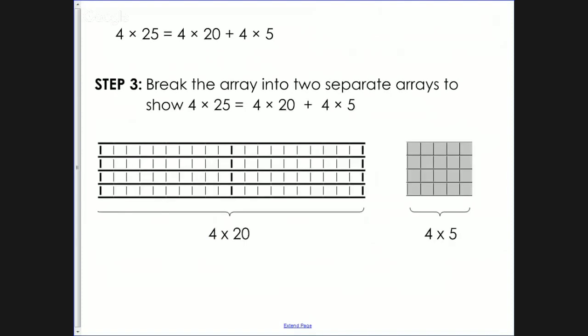But when we break it apart, step 3 is to break the array into 2 separate arrays. So now we have the same 4 rows, but we're only looking at 20, and the same 4 rows again, but we're only looking at the 5. And we know what 4 times 20 is, and we know what 4 times 5 is. So it makes it easier for us to calculate that in our head when we can break the number apart into 2 different multiplication statements.